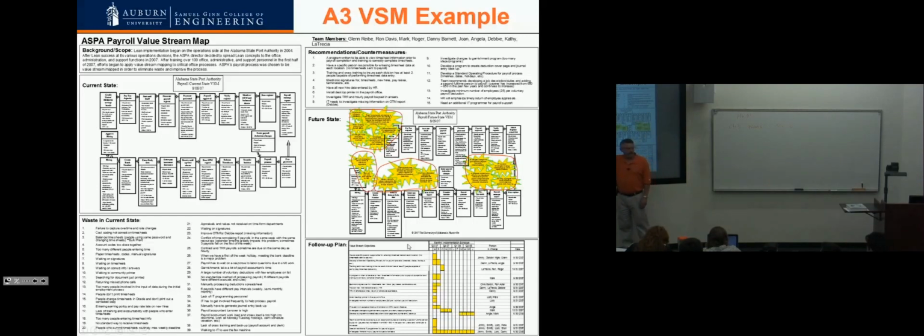Here's what the current state was and the different issues that we had with it. These are some of the recommendations that the team came up with, and these bursts over here show what the Kaizen events need to be to go and solve the problems that we addressed back here in the current state. And then here's the follow-up plan. This is who was going to go do it, and different solutions that were going to be implemented and when they were going to be implemented.